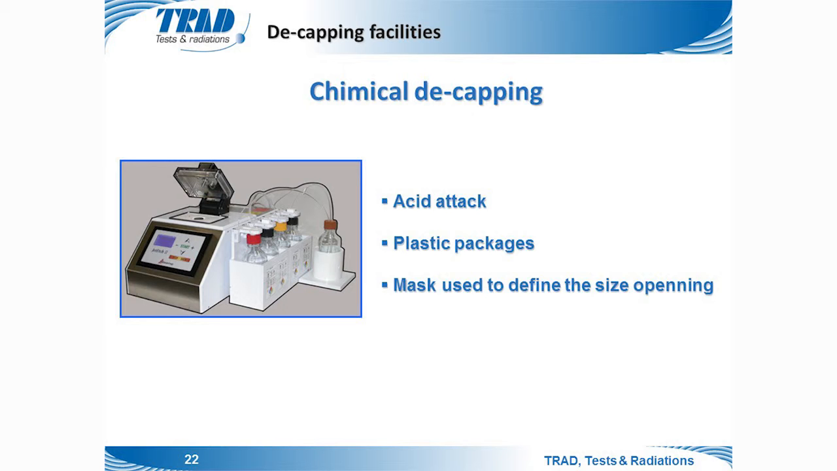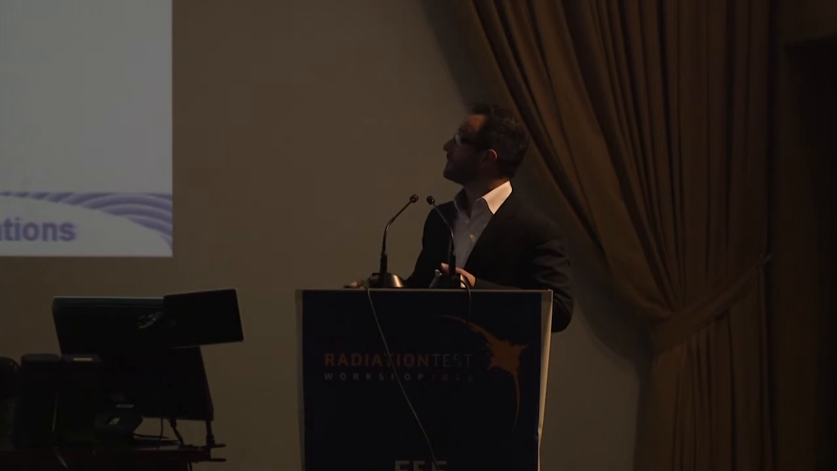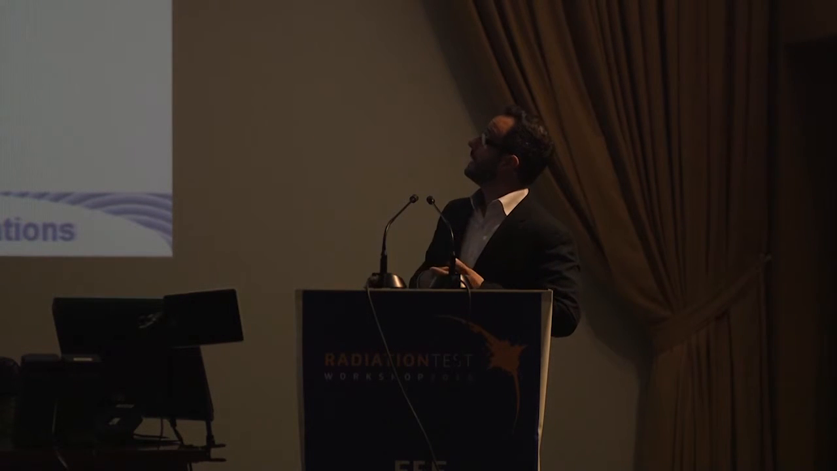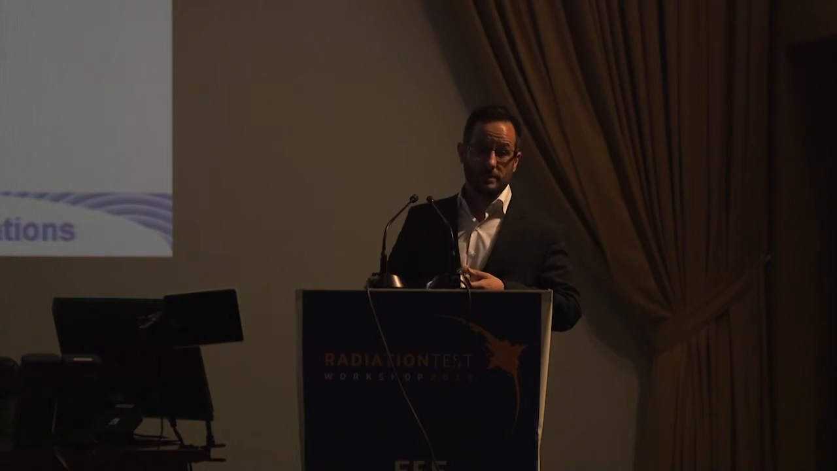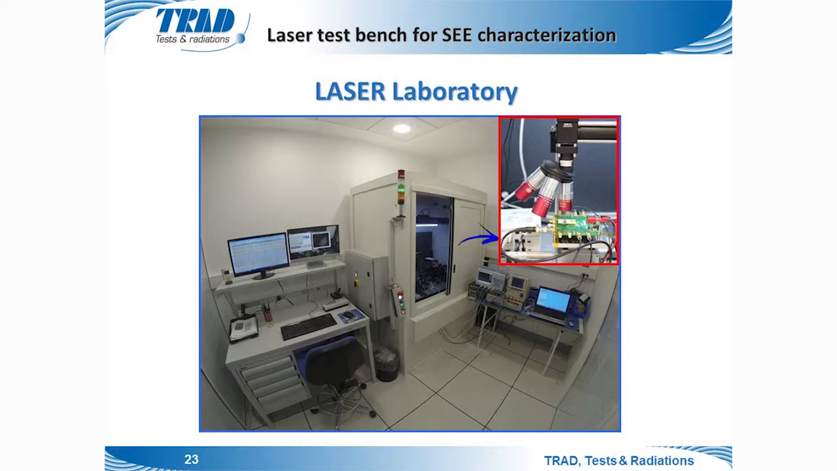So after the opening procedures, now we can make a single event effect test. We have a dedicated laser laboratory in order to perform this test. You can see on the picture here the control computer for the laser. The laser is inside the protected box. You can see the optical head of the laser, and this is a bias board for testing, and here the test bench for the test.